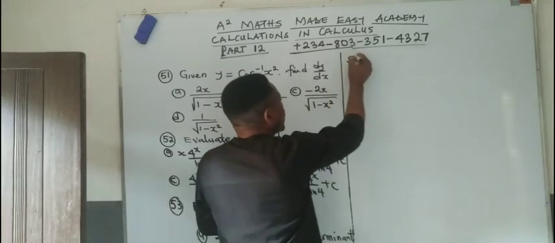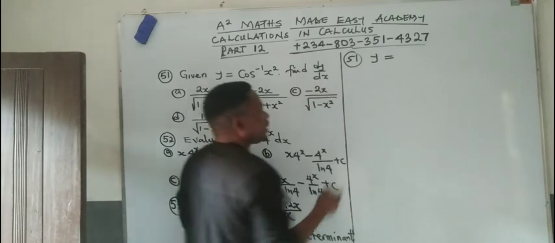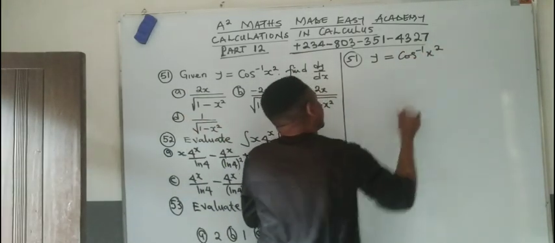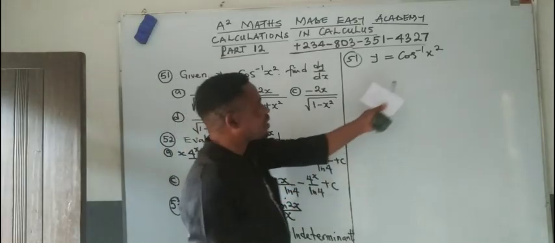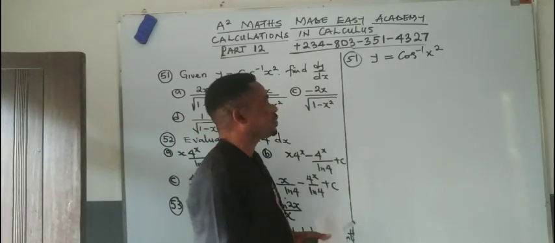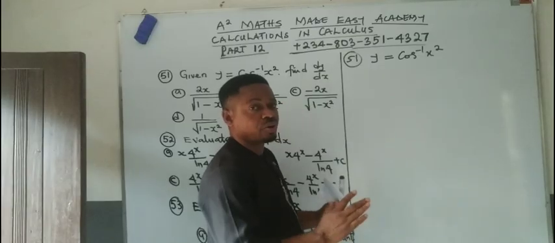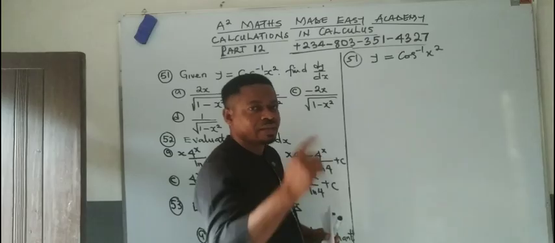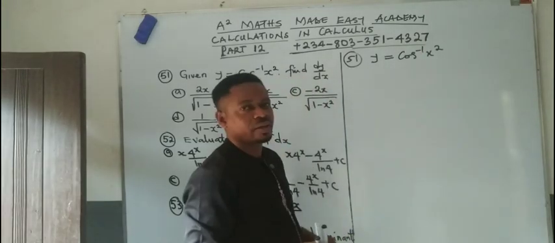Now, we are dealing with question number 51. We are given that y is cos inverse of x squared. The question says find dy/dx. This particular question can be solved using differentiation by chain rule, or function of a function. Do you know why? It is a single function, and that single function is cos inverse of x squared. Are you with me?